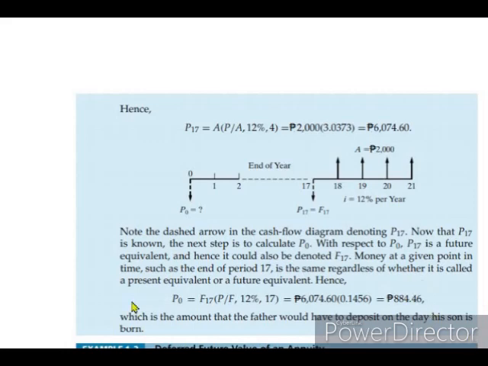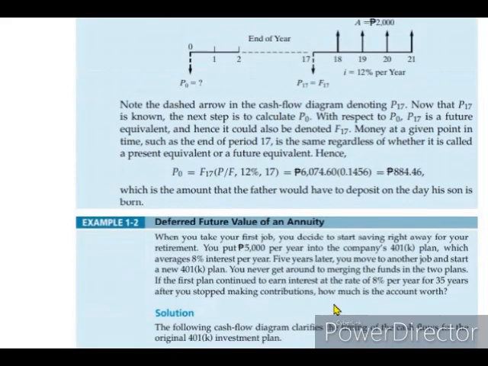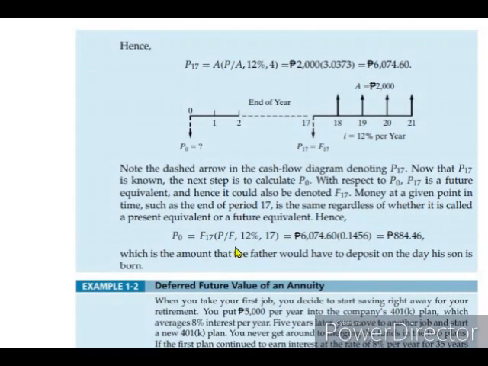So, money at a given point in time such as the end period of 17 is the same regardless of whether it is called a present equivalent or a future equivalent. So, the same lang sila. Nagbabago sila kung saan ka magre-reference. Okay? So, hence, ito yung formula na to. Matatandaan nyo yung finding F. Okay? Finding F, tapos P.